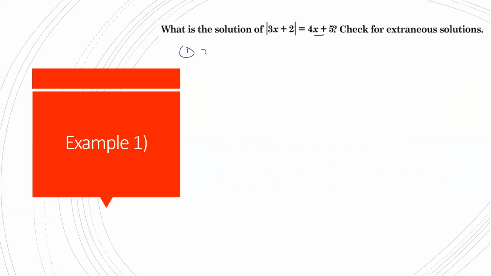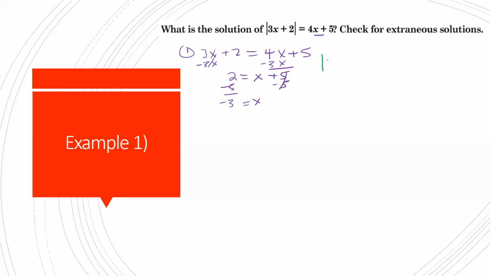So when we do that, we're going to do the first one. First, I'm going to do 3x plus 2 equals 4x plus 5, and I'm going to solve for this one. I like to move my smallest variable, so minus 3x. That gives me 2 equals x plus 5. I'm going to subtract my 5, and that gives me negative 3 equals x. And I'm going to test to see if that satisfies my original.